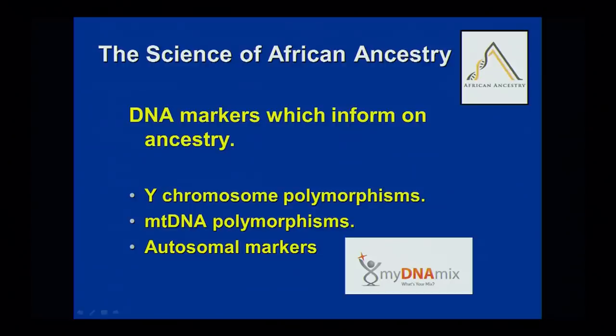So 10 years ago, we started offering this DNA test for African Americans, and we were using the Y chromosome polymorphisms and mitochondrial DNA polymorphisms. Now we have what we call admixture markers, which are autosomal markers, which represent a mixture of your gene pool from multiple sources in your family tree. We call it the MyDNA mix, which I think is interesting. You know, it's a nice name, right?